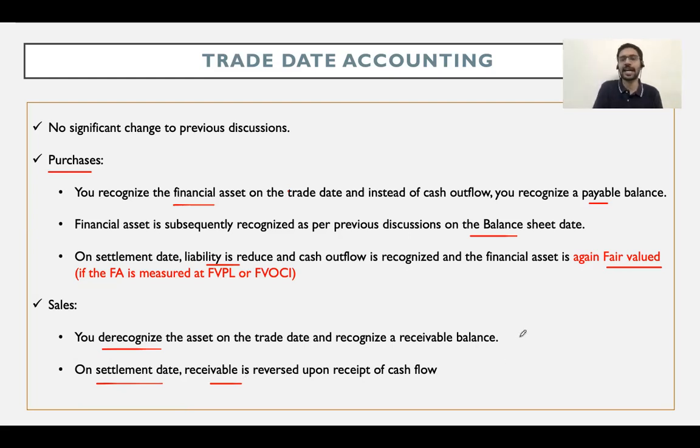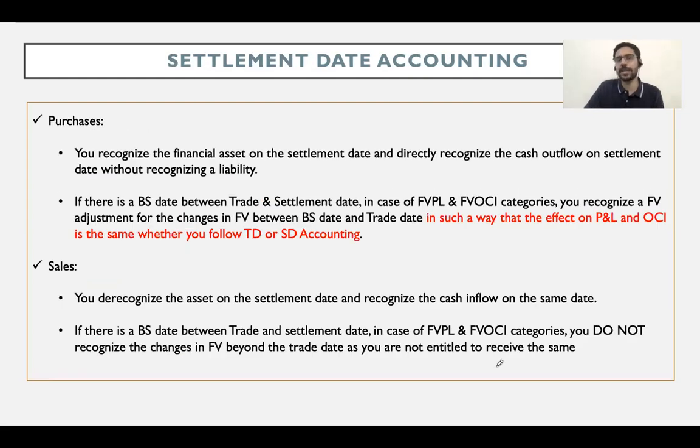Once you de-recognize the asset, you're no longer bothered about the fair value fluctuations that happen. That is with regard to trade date accounting. Let's move on to the settlement date accounting.